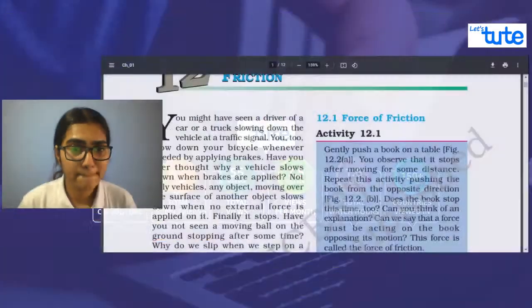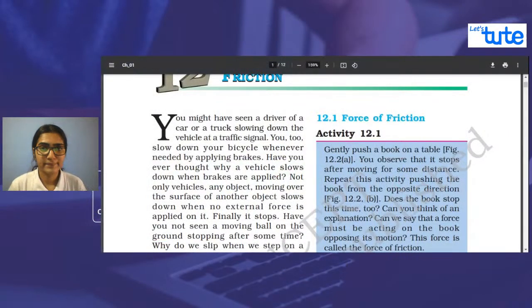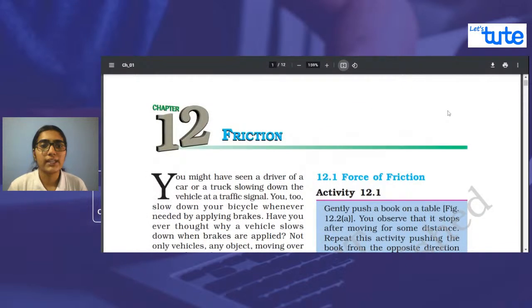So let me just share the screen with you all. Yeah, here it is. Here is the chapter. The name of the chapter is friction. Now, before starting with friction, what do you mean by friction and why is friction so important? What if today I get up and tell you, let's not have friction? What happens if there is no friction?